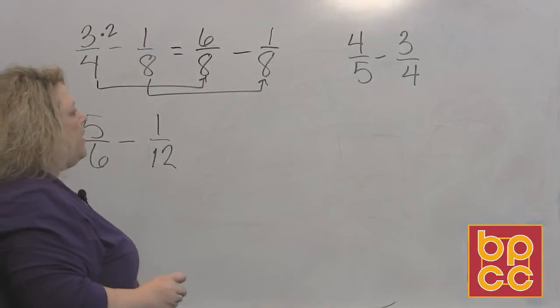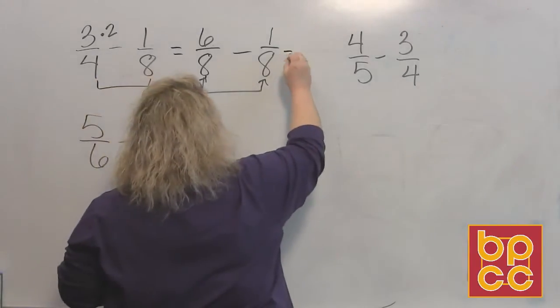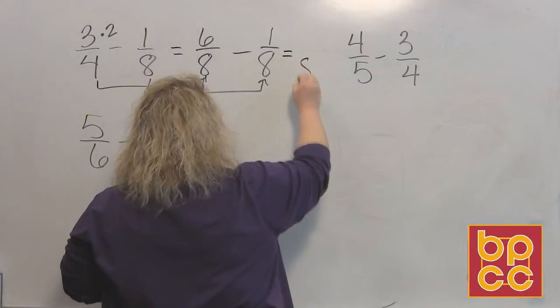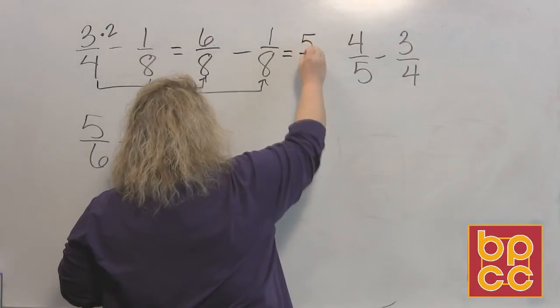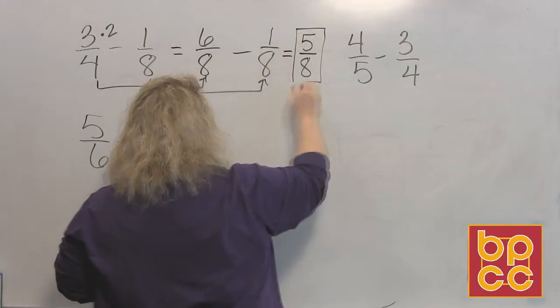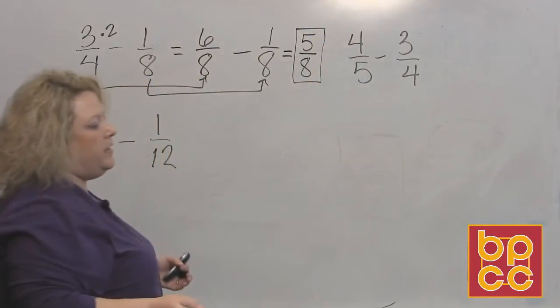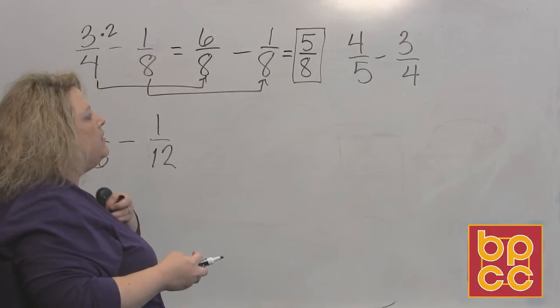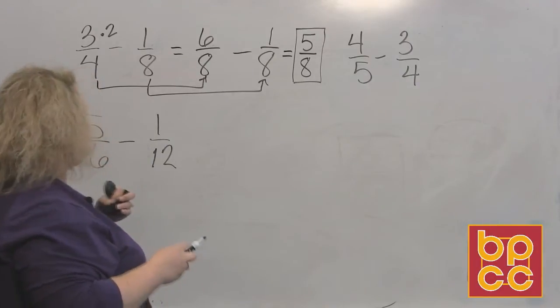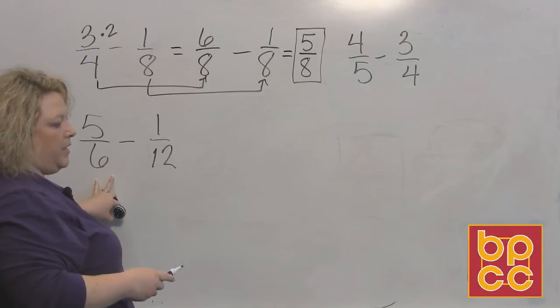Okay, once you do that, then we're going to follow the rest of the rhyme. It says, write the bottom, collect the top, reduce the fraction, and then you stop. Well, I reduced it. I can't do anything with this, so I'm done. Now I go to my next one.